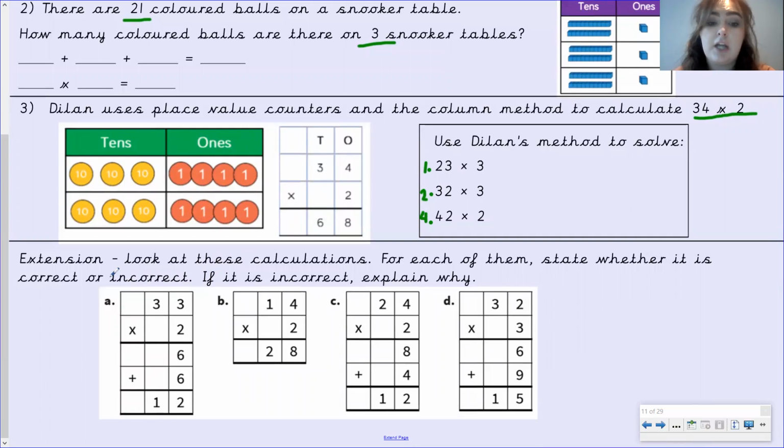If you would like to challenge yourself further, then you've got an extension here, and you need to look at these calculations. For each of them, state whether it is correct or incorrect. And if it is incorrect, you need to explain why. And when you explain something, you need to use the word because. Because is an explaining word. So you would say A is incorrect because, and then tell me why it is incorrect. You might have the correct number for me, or you might have another reason as to why it's incorrect, but you need to use that word because. That's really important that you do.